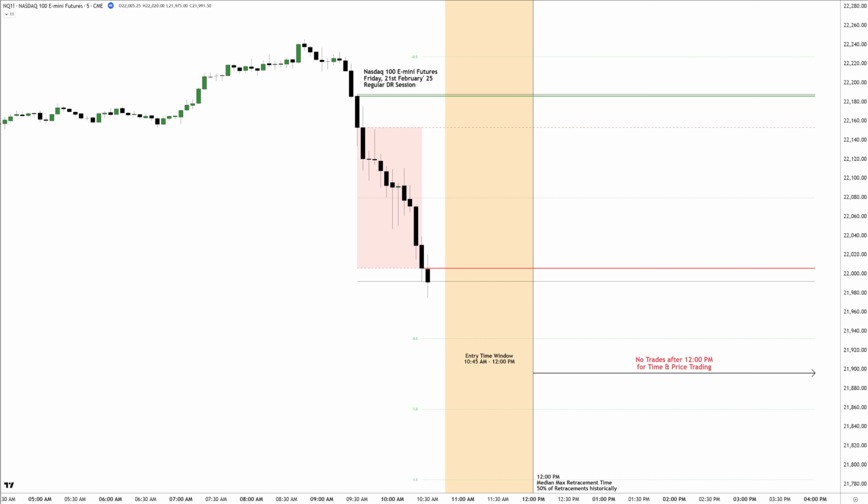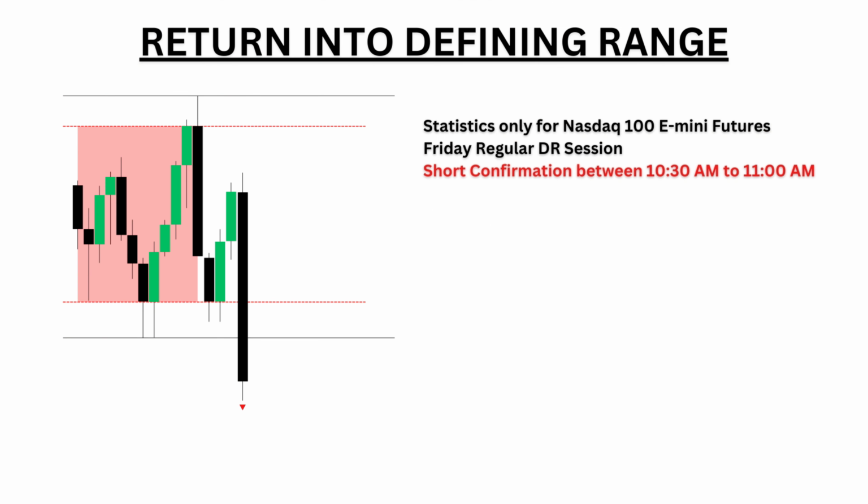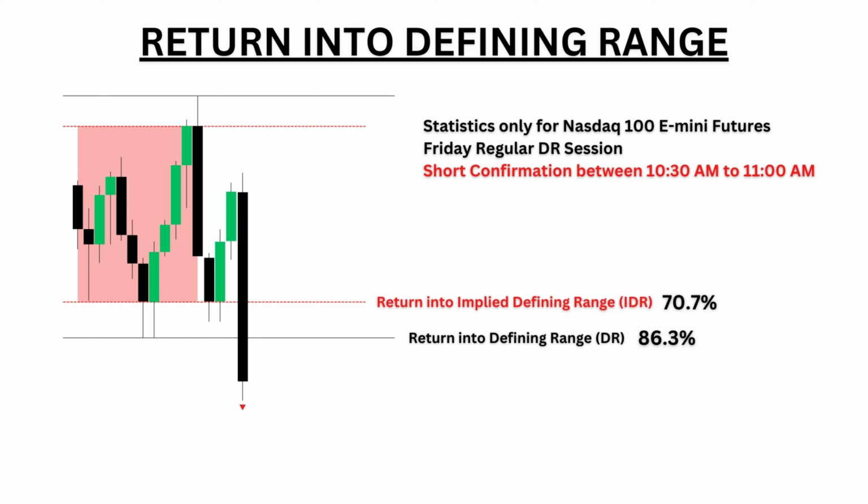Before we move on to the retracement areas, it is important to know the statistics for a retracement back into the defining range as well. While there is an 86.3% probability to see a retracement back into the defining range, the probability of seeing a retracement back into the implied defining range is slightly lower with 70.7%. This already tells us that price sometimes likes to just retrace back into the defining range instead of deeper into the implied defining range before making its move.